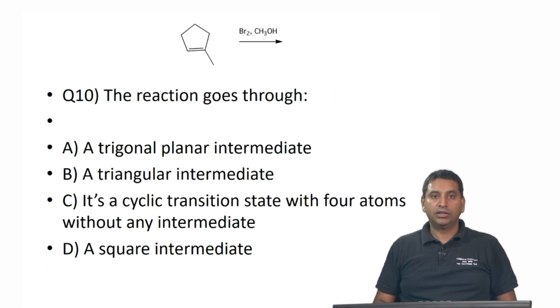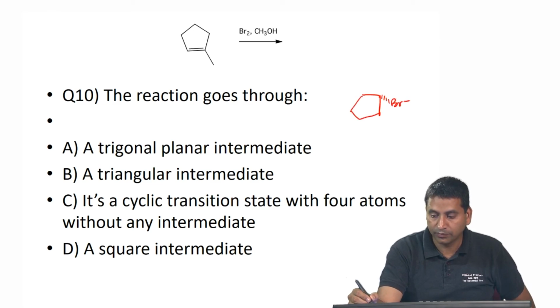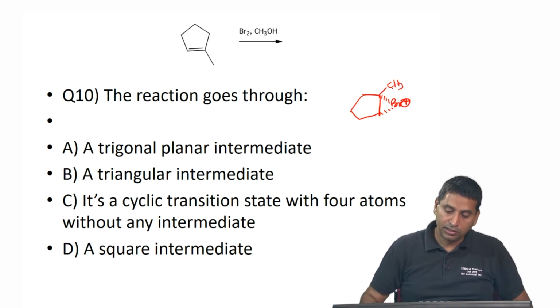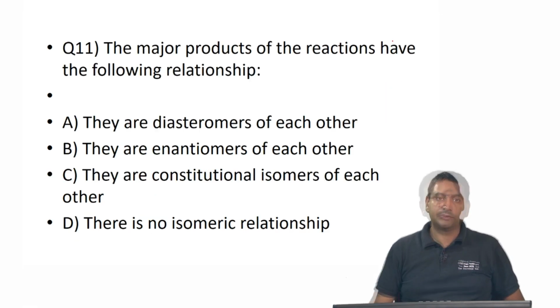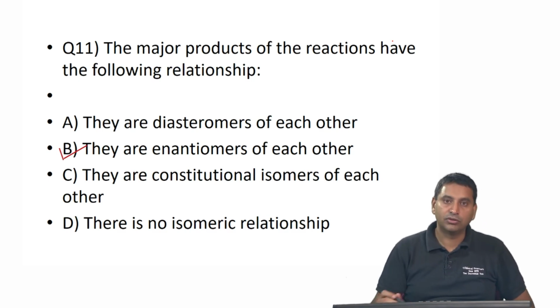Okay. So, the next question is, the reaction goes through what kind of an intermediate. So, here are the choices that are given. We already know that the mechanism goes through a bromonium ion, which is a triangular intermediate. The next question is, the major products of this reaction have the following relationship. So, I will let you go back and draw these structures on your own, and the correct answer is that they are actually enantiomers of each other.